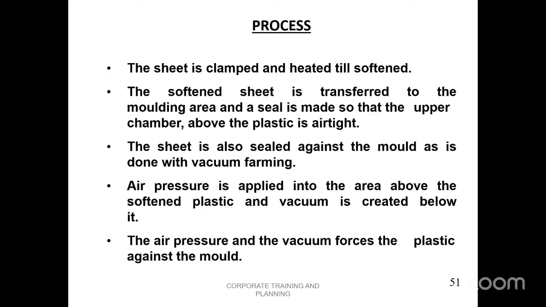The sheet is clamped and heated till soft. The softened sheet is transferred to the molding area and a seal is made so that the upper chamber above the plastic is airtight. The sheet is also sealed against the mold as is done with vacuum forming. Air pressure is applied into the area above the softened plastic and vacuum is created below it. The air pressure and the vacuum force the plastic against the mold.